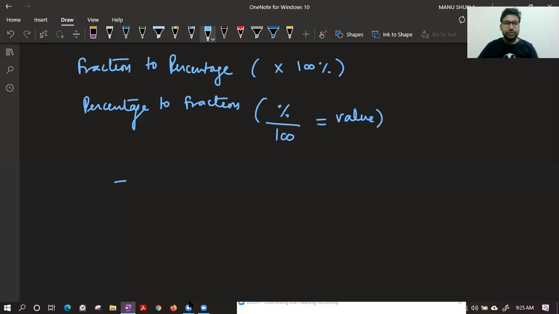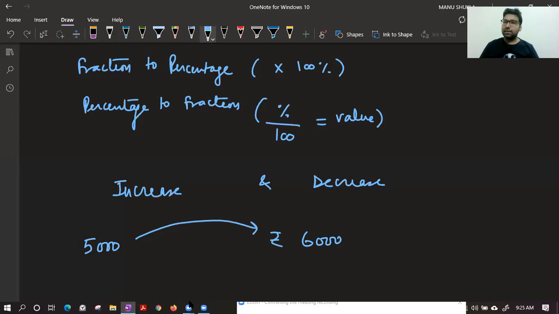Then we saw the concept of price increase and decrease. We have seen many examples of this. Suppose your salary is rupees 5,000 and it becomes rupees 6,000, and they ask what is the increase in your salary. Very easy, the increase is 1,000 rupees.